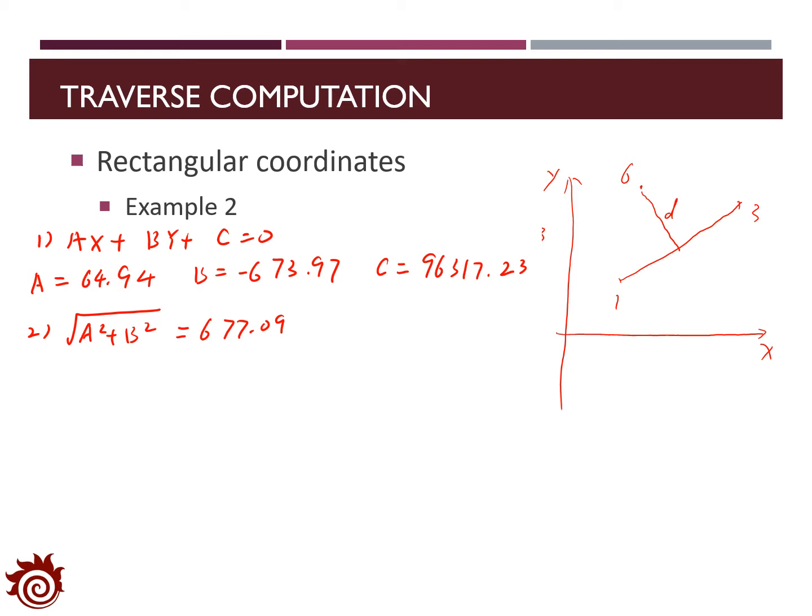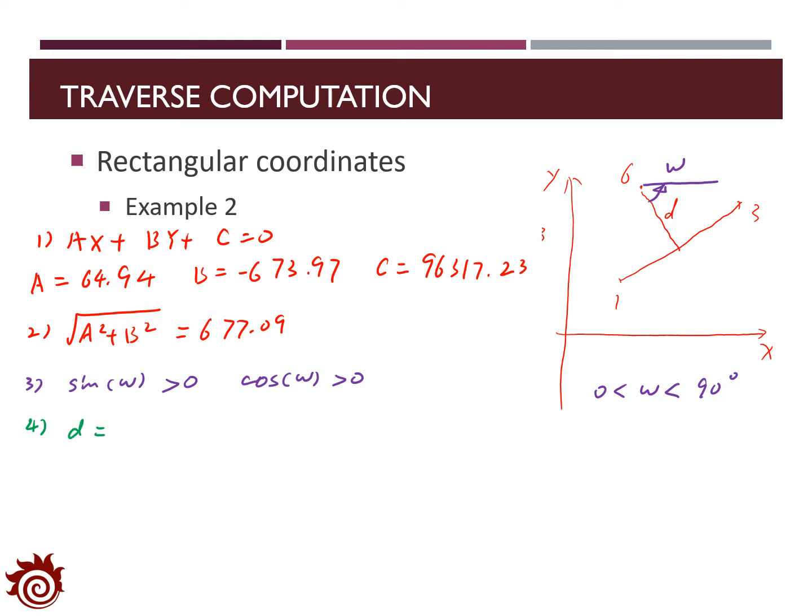Then we need to identify the angle between the perpendicular line and the horizontal line, which would be the angle shown here. We can find that this angle is between 0 and 90 degrees. Then we can get sine omega is positive, also cosine omega is positive. With this information, we can then calculate the distance from the point 6 to the line 1, 3.